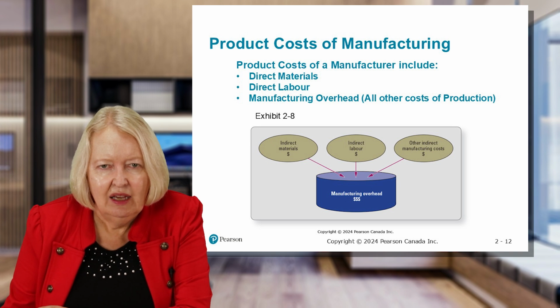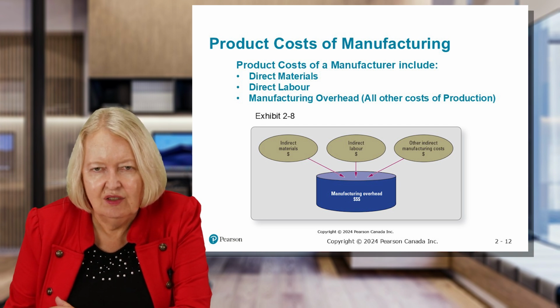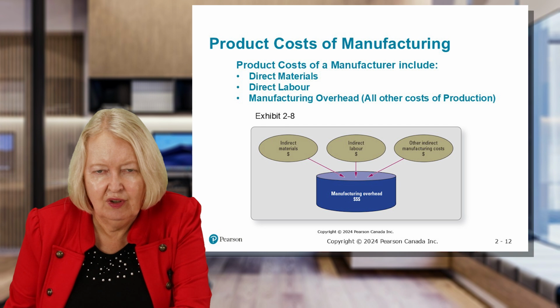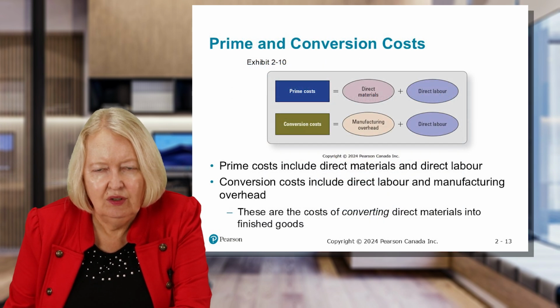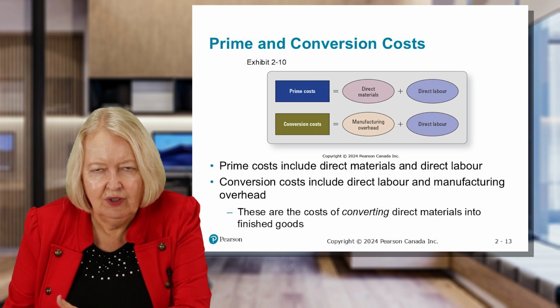So the product cost of manufacturing, understanding how these costs are incurred and how they're assigned, is a very important topic for this chapter. As we mentioned before, your product cost is your direct material, your direct labor, and your manufacturing overhead cost. Your prime costs would be direct materials and direct labor, then conversion costs would be the overhead and the labor required to convert the materials into a finished product.